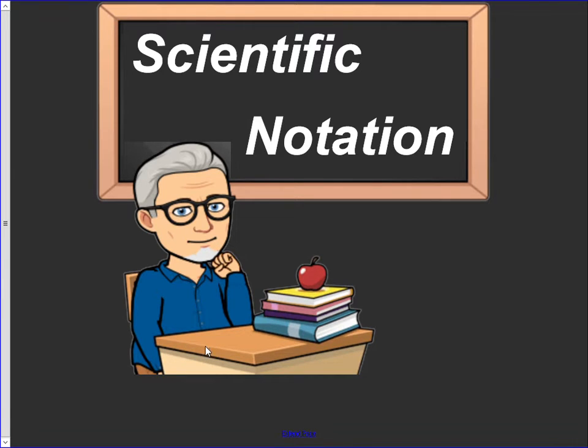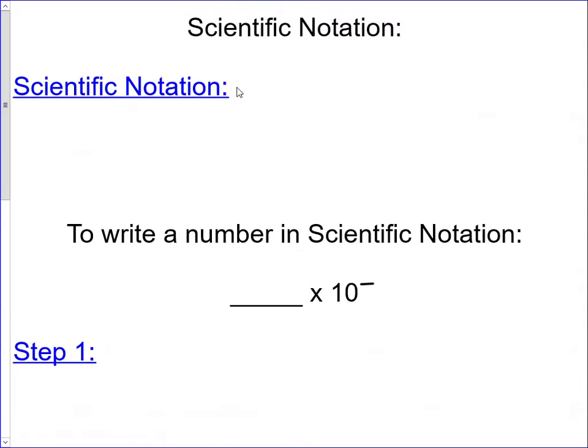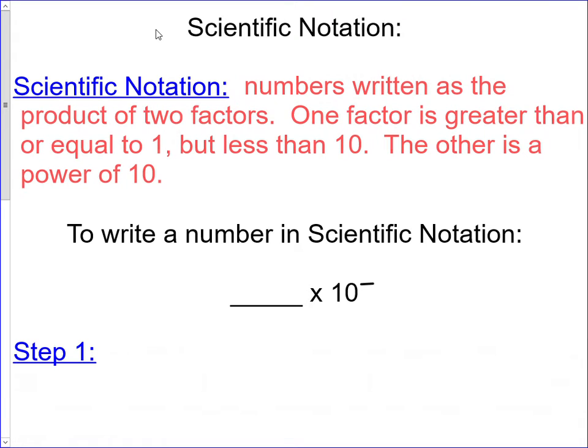Okay, today I'd like to talk a little bit about scientific notation. Before we start talking about it, we need to know what it is. Scientific notation is just numbers written as the product of two factors. One of those factors is going to be greater than or equal to 1, but less than 10. The other one is going to be a power of 10. So it's going to be a number that is greater than or equal to 1, but less than the whole number 10, and it's going to be times 10 to a certain power.